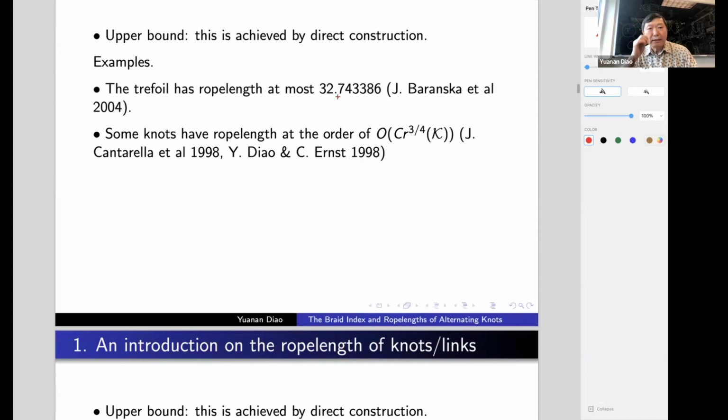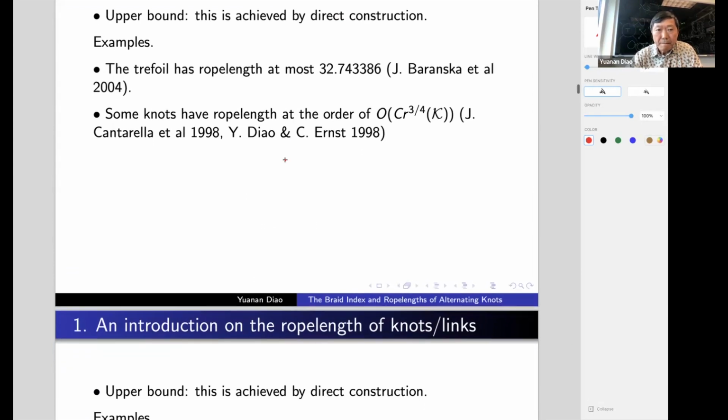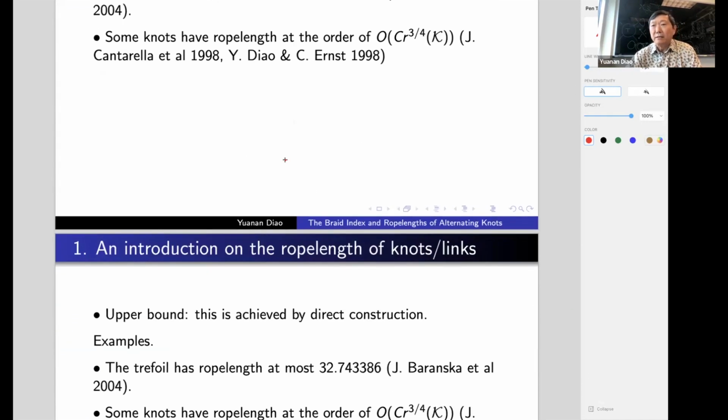We also know that for some knots, their rope lengths are on the order of their crossing number raised to the 3/4 power, which means you can tie those knots more easily with shorter ropes.